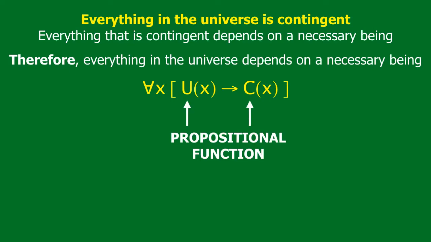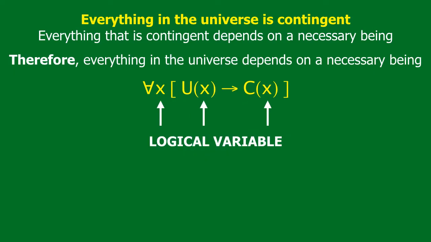These are called propositional functions. U(x) and C(x) represent statements, they represent propositions. So U(x) represents the proposition that x is a thing that is in the universe, and C(x) says that that thing is contingent.